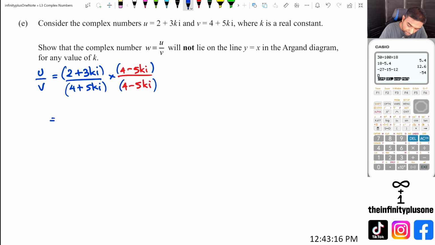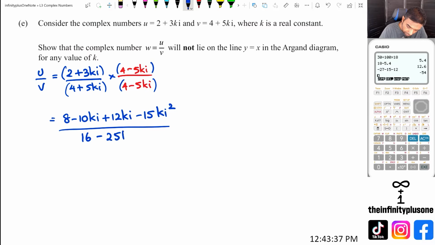And so I'm going to do the numerator first, which means I'm going to get 8 minus 10ki, and then I've got plus 12ki, then I've got minus 15k squared i squared, and that's divided by, I'm going to get 4 squared, which is 16, minus 25k squared i. I just realized that I should have got a k squared there. So that now simplifies to, what do we got? We've got 8 plus 2ki. Just want to double check I'm doing the right thing.